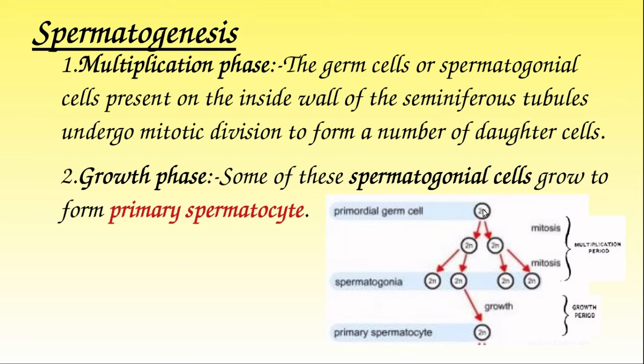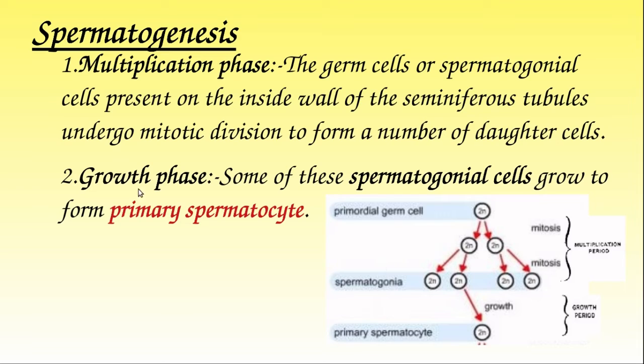So what happens? The primordial germ cells undergo mitosis. So this is a mitosis. Again, these cells undergo mitosis. So repeatedly, these primordial germ cells undergo mitotic division to produce a large number of spermatogonial cells. So this is the first step, the phase of multiplication. Okay, the germ cells undergo mitotic division repeatedly to produce a large number of spermatogonial cells. These spermatogonial cells are produced by mitosis, so the chromosome number is still the same. They are diploid. You got it?